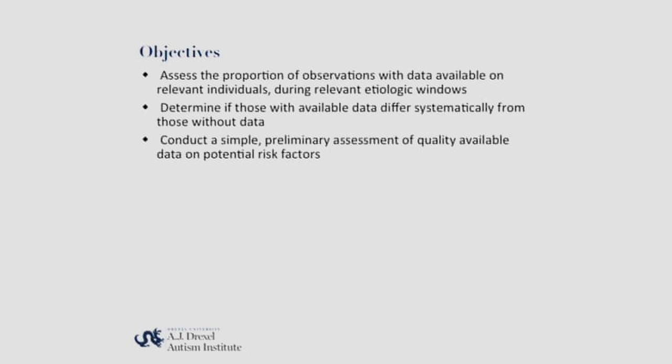Then we want to look at whether or not the observations that we can keep in this kind of an analytic data set, whether or not those subjects differ systematically from those that we can't study, because that could introduce selection biases, and we want to make sure that those aren't major. And then we want to think about what's the quality of information about the potential risk factors that we can extract from this kind of a database? So the idea of the relevant information.